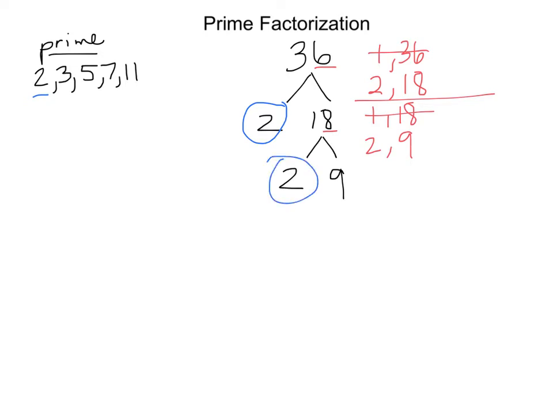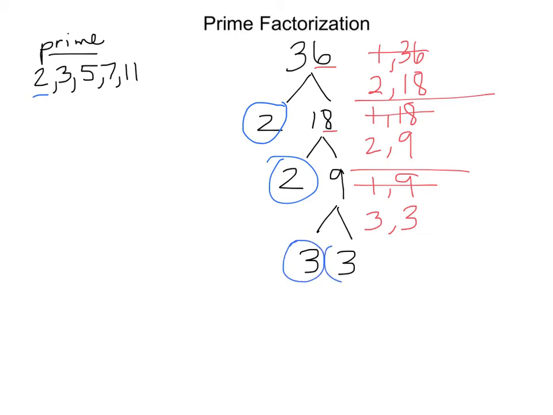9, we remember is not prime, so we need to further branch that down. Again, we cannot use 1 and 9. We can use 3 and 3. Let's go ahead and write those in. Now 3 is prime, so we circle both of these 3's.